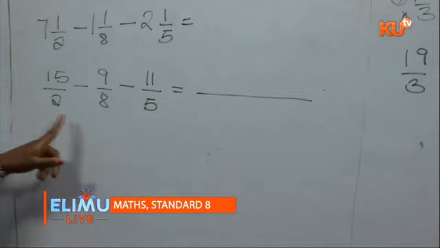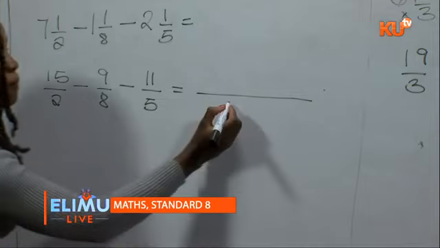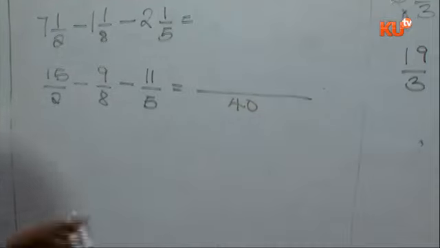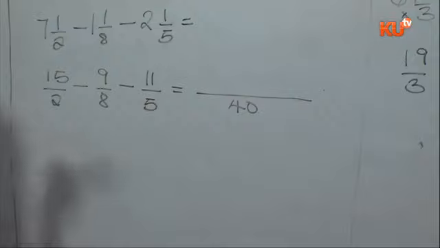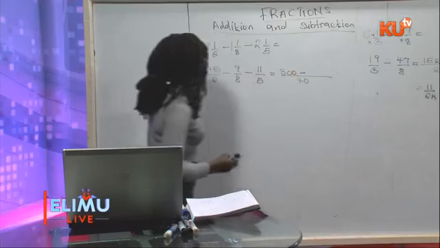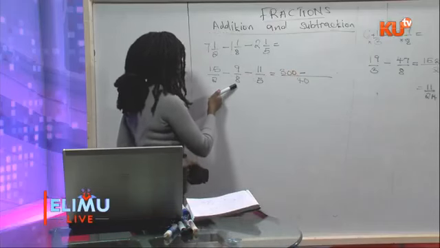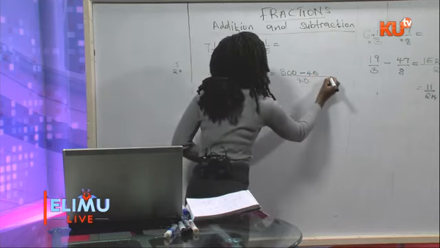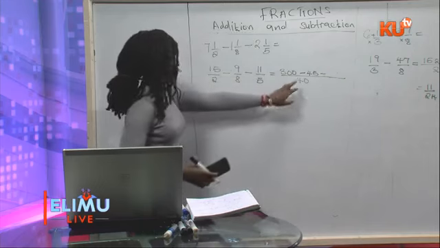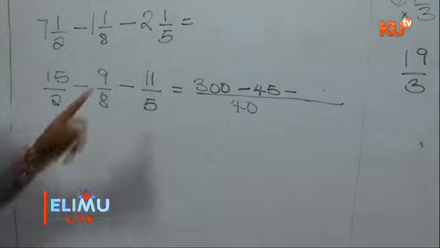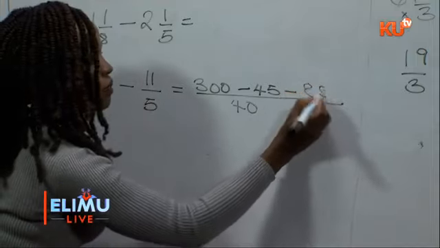The LCM of 2, 5 and 8 is 40. 40 divided by 2, we get 20. Then 15 times 20, we get 300. 40 divided by 8 is 5. 5 times 9, we get 45. Then 40 divided by 5 is 8. 8 times 11, we get 88.